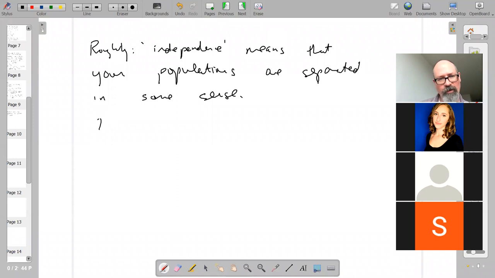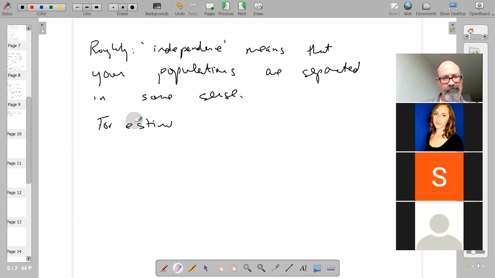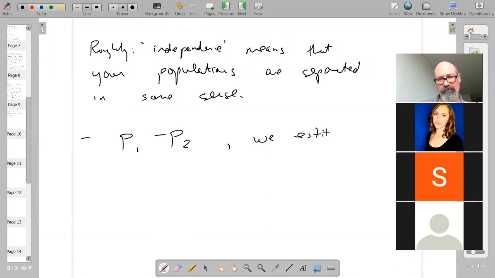So for estimates which involve the difference in proportions, we estimate with the difference of sample proportions.